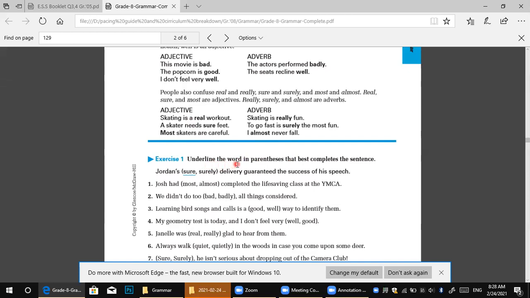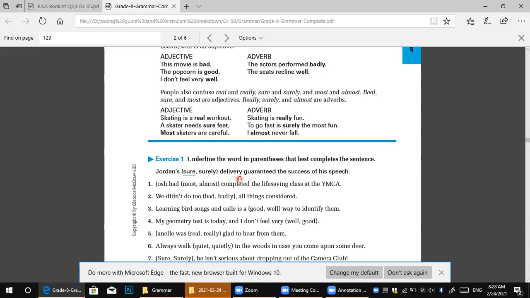That best completes the sentence. "Jordan's sure, surely, delivery guaranteed the success of his speech." Jordan's sure, not surely. Jordan's sure delivery guaranteed. Okay, number two here.